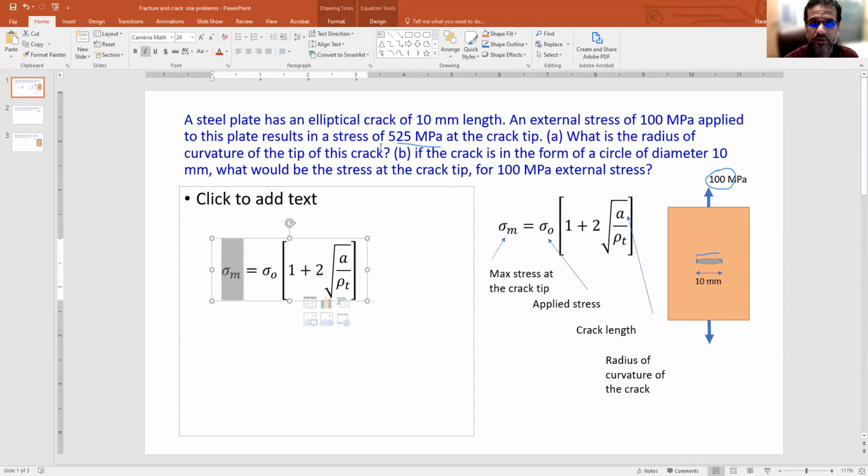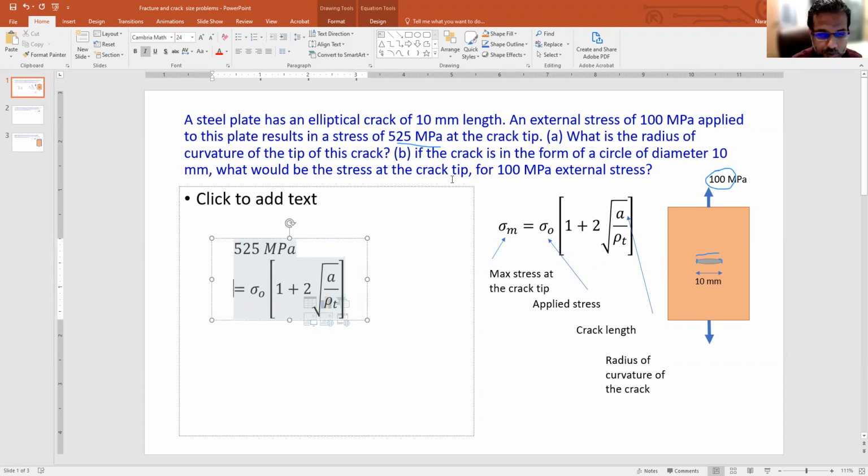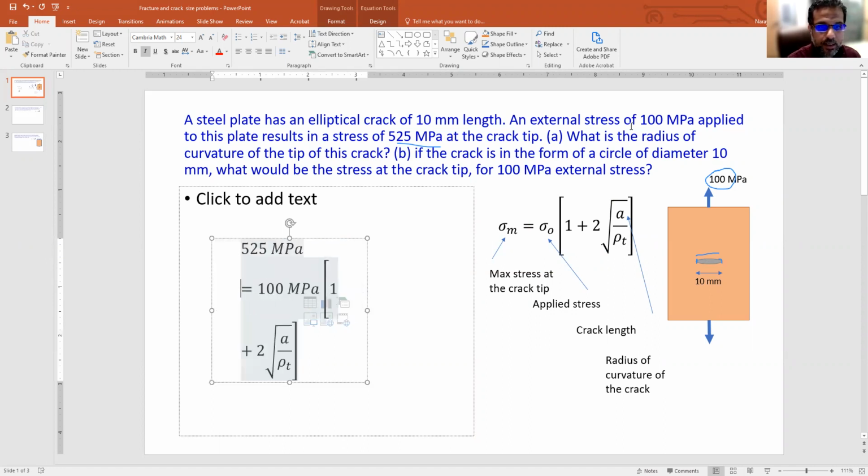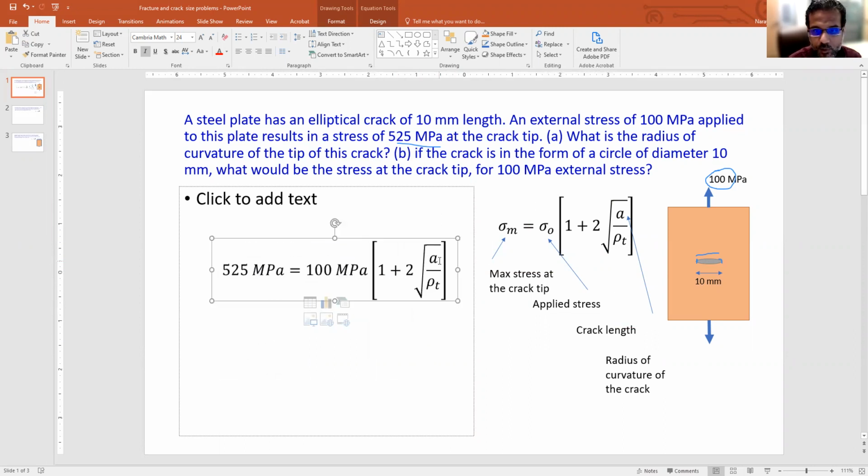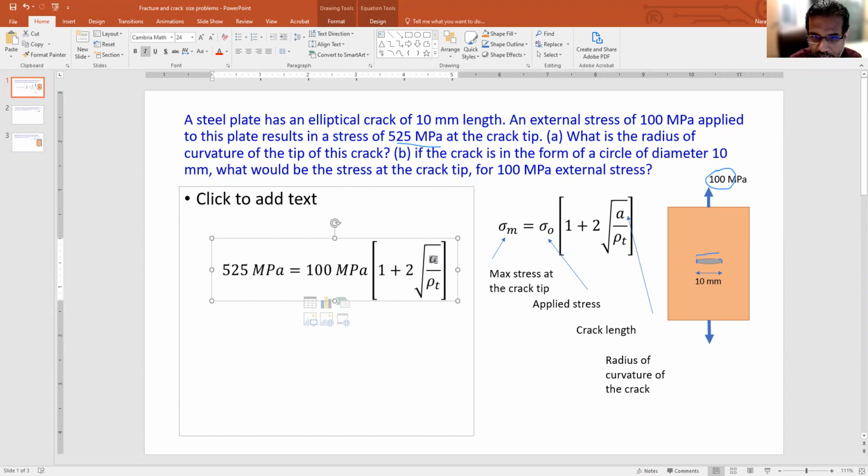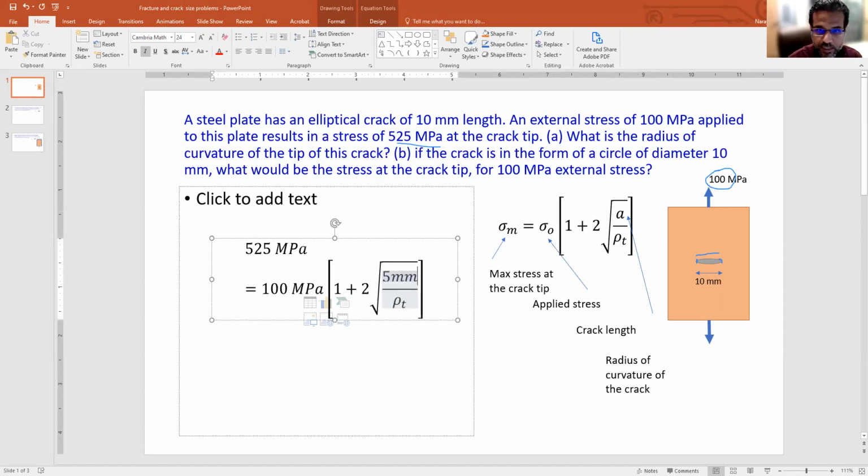Sigma max is given as 525 megapascals, which is newtons per millimeter square. So make sure that you know that this is in newtons and millimeters. Sigma naught is 100 megapascal, 100 newtons per millimeter square, times 1 plus 2 times square root of A over rho sub T. A is half the crack length. So that's 10 millimeters as 2A. So A will be 5 millimeters, divided by rho sub T.